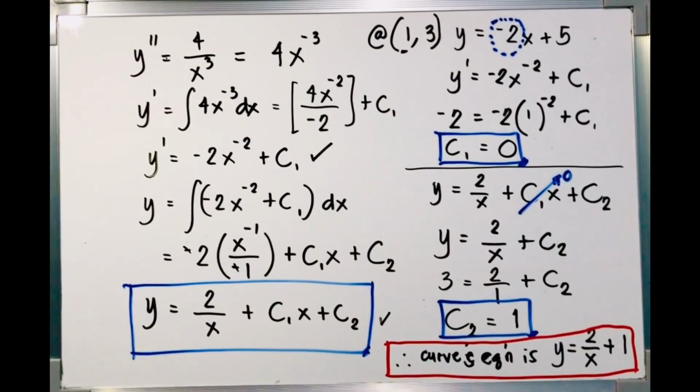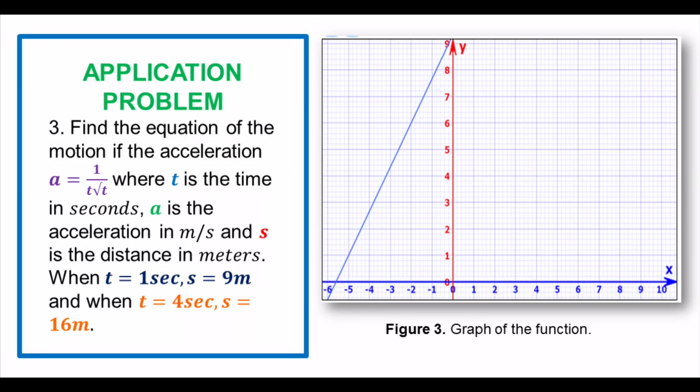Alright, so let's proceed to the next problem. Sa pagpapatuloy ng ating discussion, we are down to our third problem. And ang problem natin is, find the equation of motion if acceleration, which is designated by this function, a, is equal to 1 over t multiplied by the square root of t, where t is the time in seconds, a is the acceleration in meters per second squared, and s is the distance in meters.